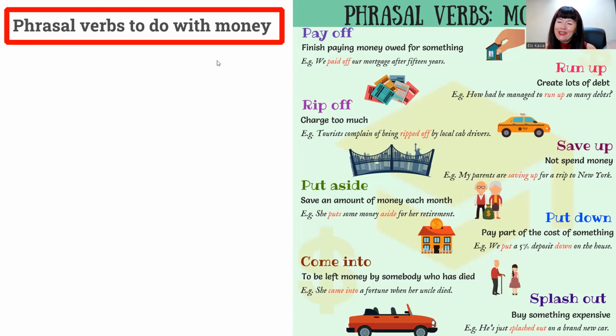Splash out. I love this one. Buy something expensive. He's just splashed out on a brand new car. Splash out, that's a really, really good one. Buy something expensive. Treat yourself. Spend a lot of money. Okay, well done.